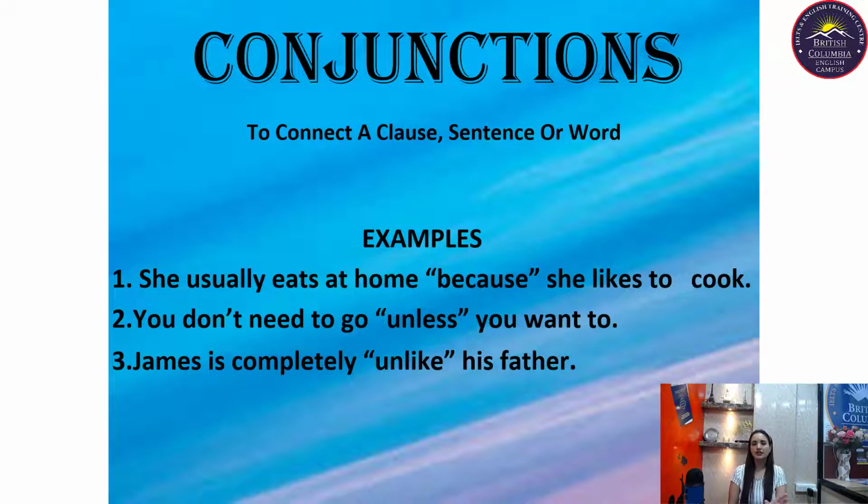Now, she usually eats at home is a complete sentence in itself. And similarly, she likes to cook is also a complete sentence. And we've clubbed them together using a beautiful conjugation like because. So it makes a beautiful sentence: she usually eats at home because she likes to cook. The second sentence is, you do not need to go unless you want to. So here the conjugation is unless. James is completely unlike his father. Again the conjugation is unlike.